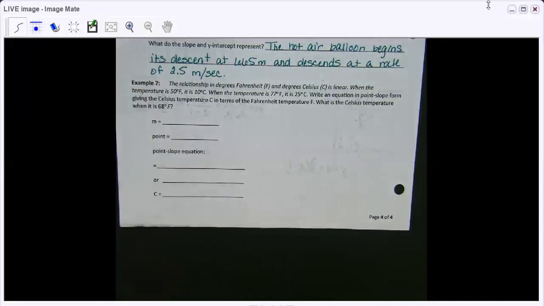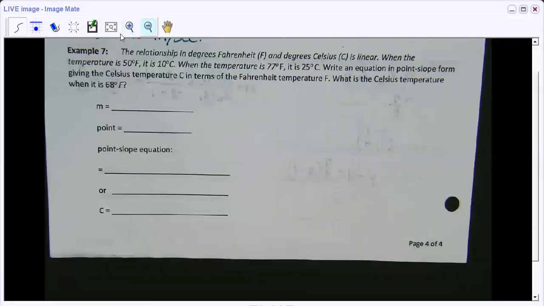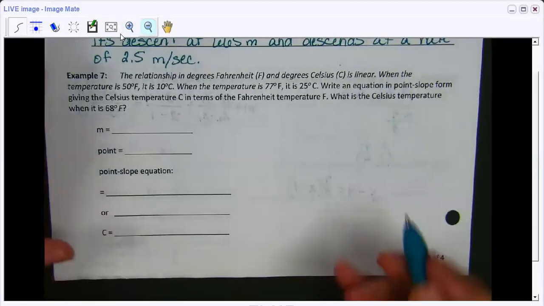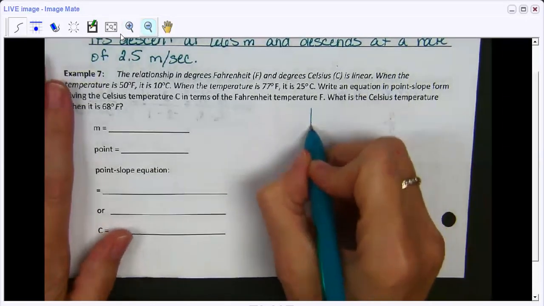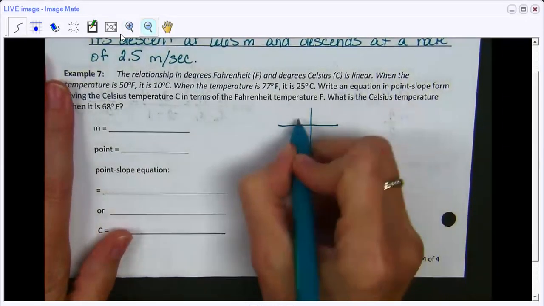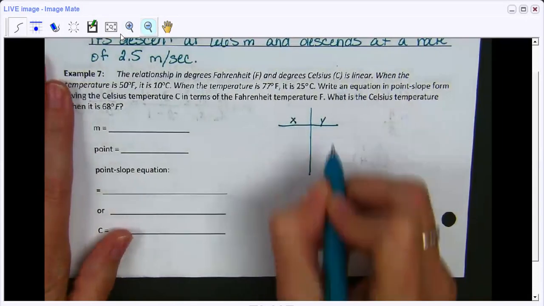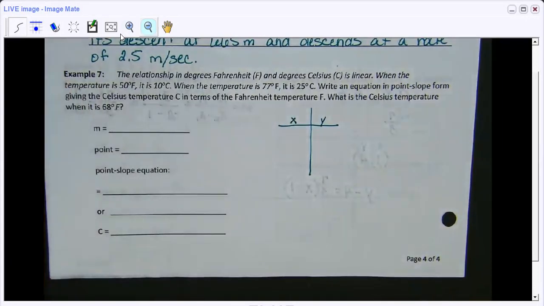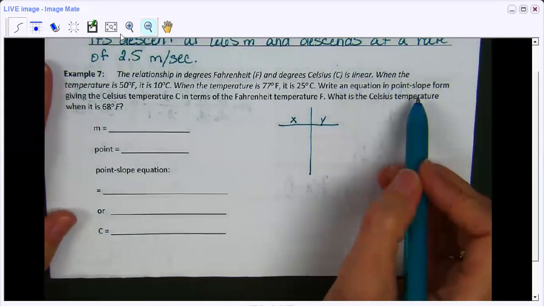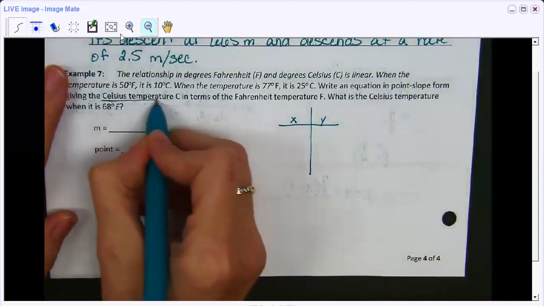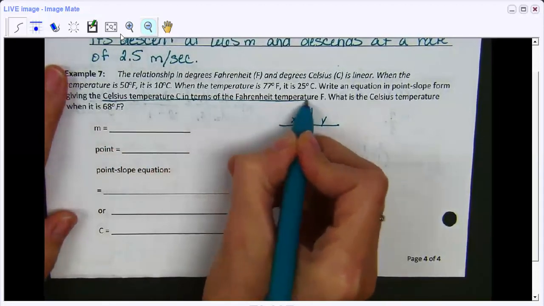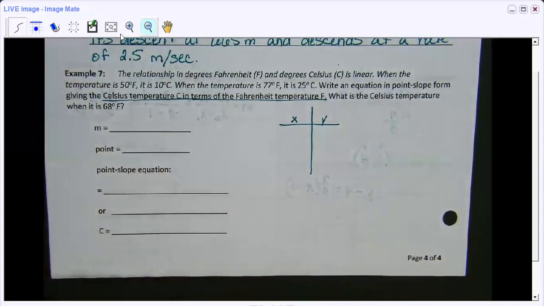Now, in my mind, I want to create a table. So I start to create a table over here, where we know X is on this side and Y is on this side. But then how do I know if Fahrenheit is X or Celsius is X, or vice versa? Well, this is going all the way back to chapter 2, where we say Celsius temperature C in terms of Fahrenheit temperature F. C in terms of F.